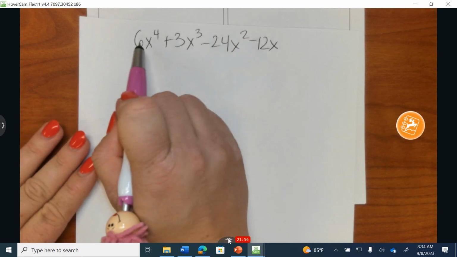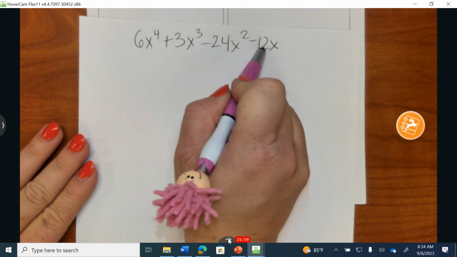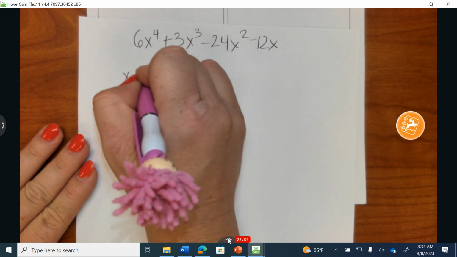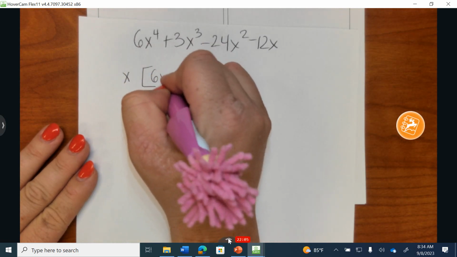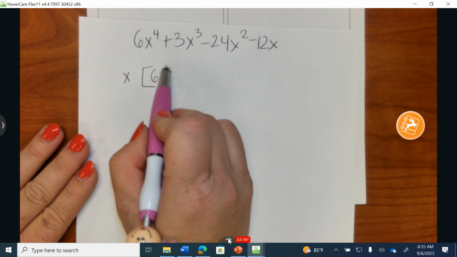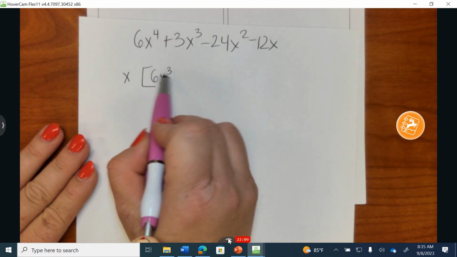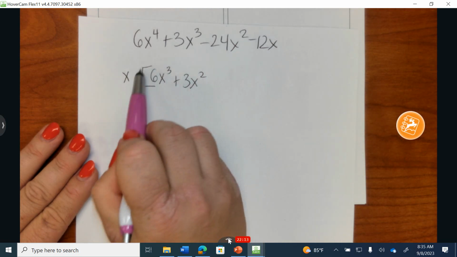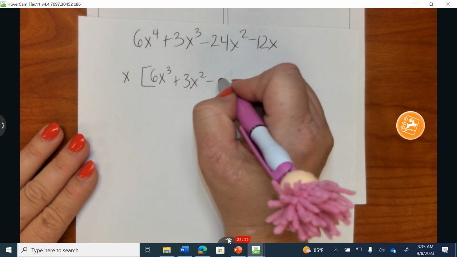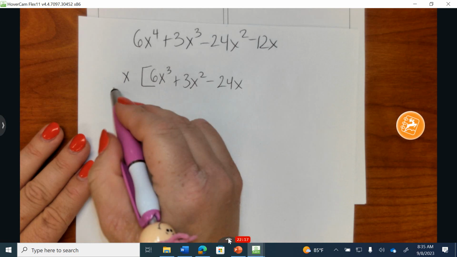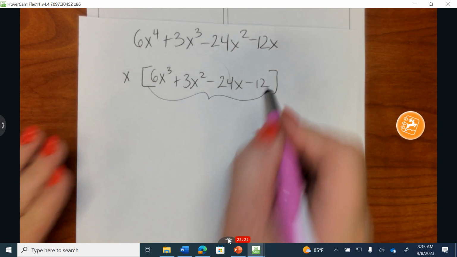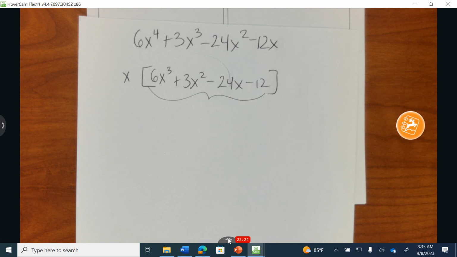Okay, so I'm going to start by recognizing that each one of these 4 terms, I can take a maximum of 1x out. And when I do that, I'm left with 6x to the third. Why? Because this gives me 6x to the fourth when I combine, plus 3x squared. Again, this gives me x times 3x to the third, minus 24x minus 12. And now this is what I'm used to working with. If you recognize that you can divide all of those by 3, then factor out a 3.